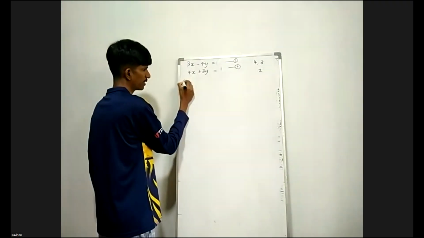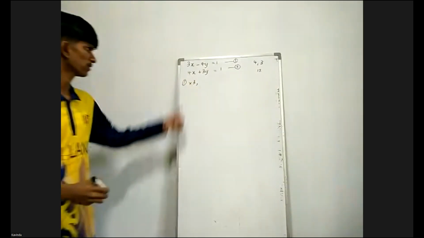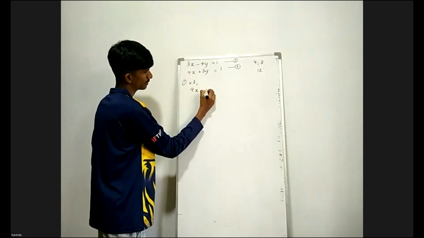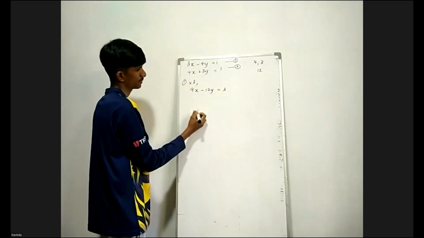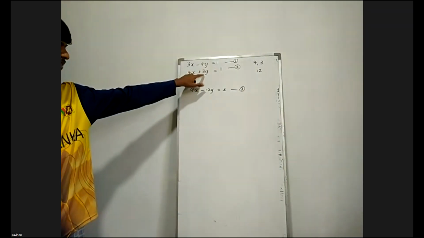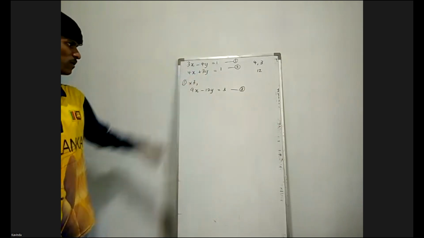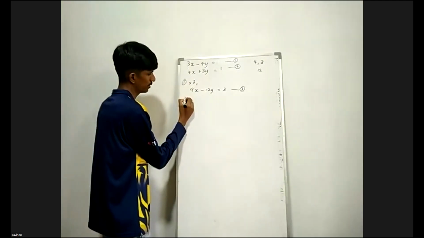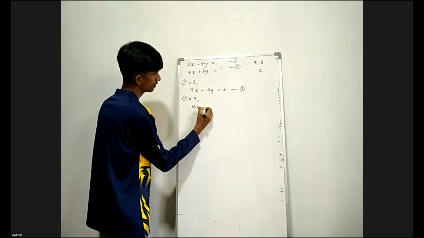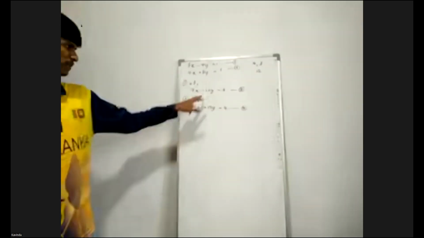Then the answer should be 9x - 12y = 3. This is the third equation. Then we have to make the 3y into 12y as well. How? Multiply by 4. We multiply the second equation by 4 to get 12y. Now look, 12y and 12y. We can remove the y terms.